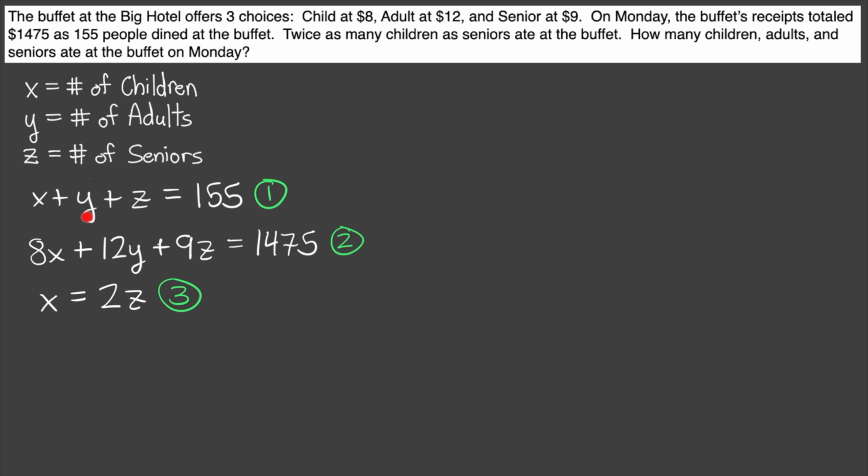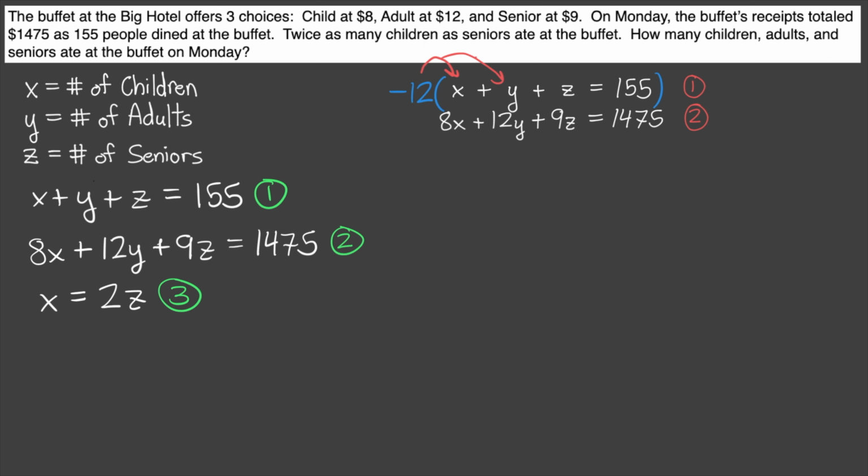Well, hopefully you said y, so we want to cancel out these y's here. So I'm going to go ahead and bring down our two equations here. Now if we want to cancel out the y's, so this is equation 1 and 2 here. If we want to cancel out the y's, what should we multiply the top equation by? Well, hopefully you said negative 12. So negative 12, we're going to distribute that negative 12 to all of these terms.